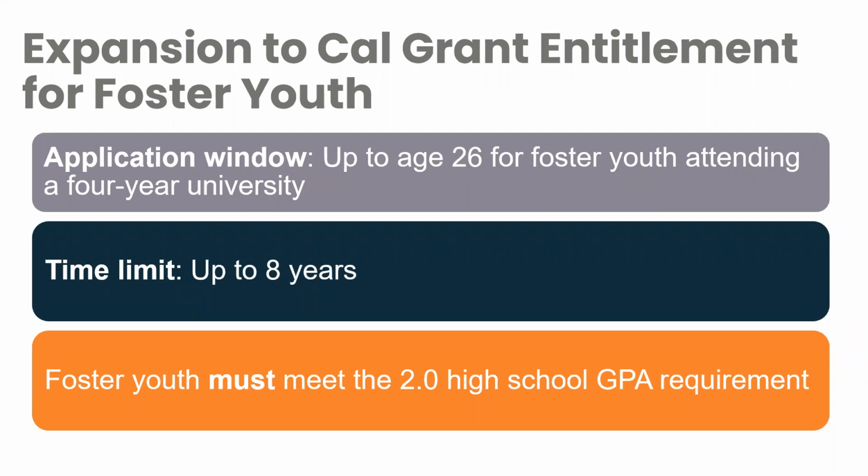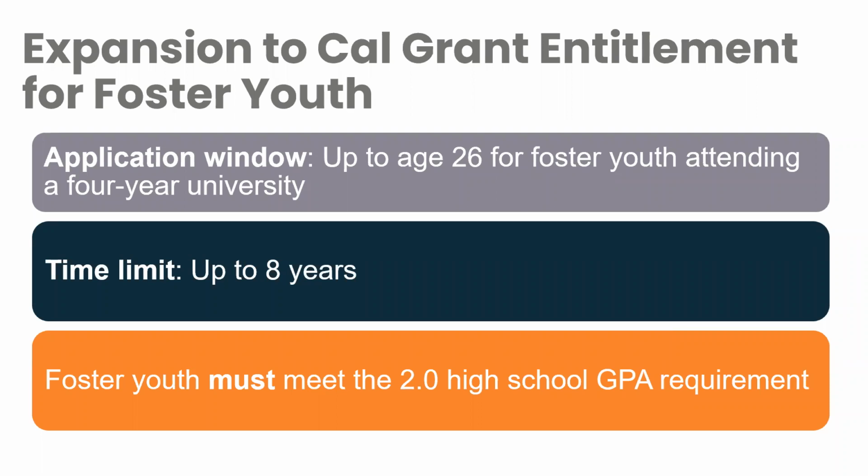Most students that are attending a 4-year university must apply for a Cal Grant within 1 year of high school graduation. However, back in 2018, the governor approved changes to the Cal Grant that expanded eligibility criteria for foster youth. So foster youth who are attending a 4-year university now have until the age of 26 to apply, and they can receive the Cal Grant for 8 years instead of 4. For purposes of the Cal Grant, a foster youth is defined as someone who was in care at least 1 day after the age of 13, which is similar to the FAFSA criteria that Jessica discussed earlier.